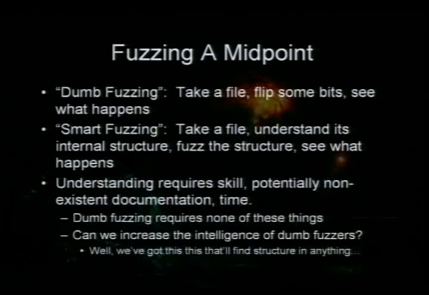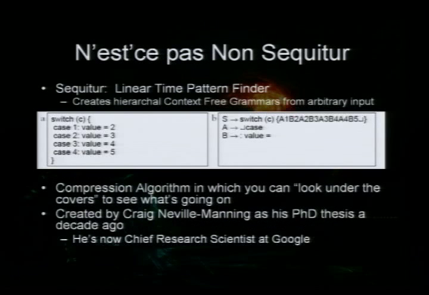Yes, things get very fuzzy. So, there's a freaking cool tool. Check this out, guys. It's called Sequitur. Sequitur is a linear time pattern finder. You hand it big old piles of crap, and it doesn't care how much you throw into it. It just goes ahead and creates sequences and patterns out of it. Actually, the technical term is hierarchical context-free grammars. Now, what the heck is that?